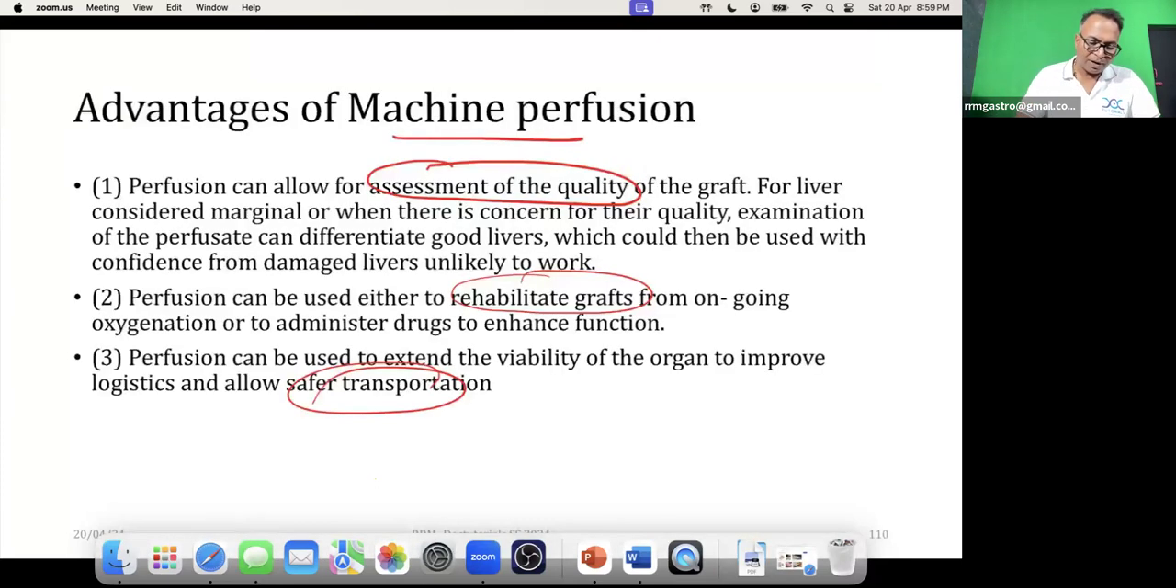So this completes the liver transplant. We'll do the pancreas and small bowel transplant soon. Okay, we'll be doing that also soon.